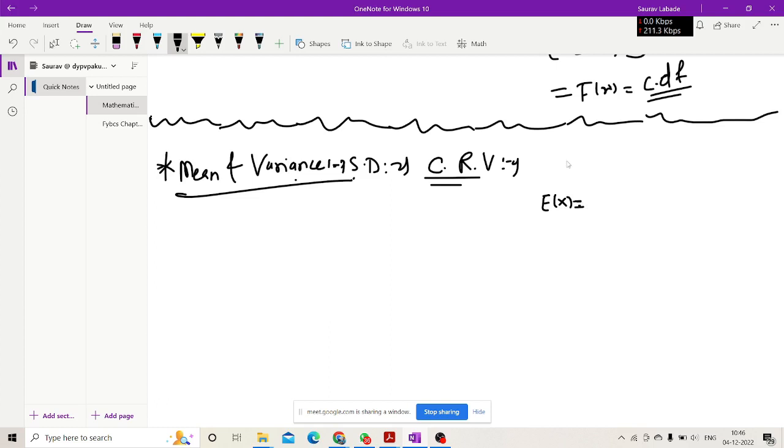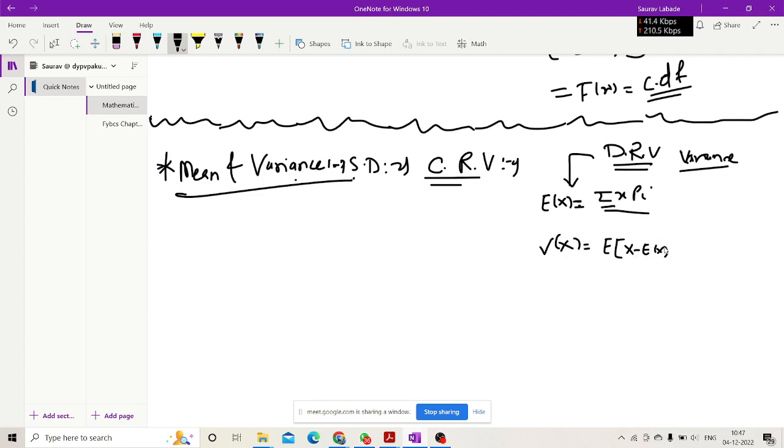Now look, if I have to find the expectation of x of the discrete random variable, how can I find it? You already know the formula, right? It is summation of x into pi. Here we are using the summation. Understand this: in the discrete random variable, when you have to find the mean or variance, we use this summation with the respective probabilities. How do I find the variance? The formula was expectation of x minus expectation of x, bracket square. Please try to understand the difference between discrete and continuous.